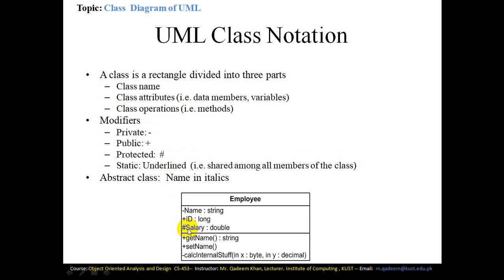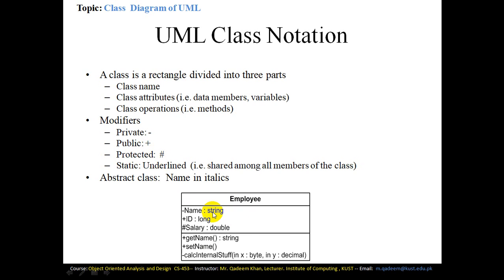Now minus means private. Private means that the function can only be accessed, or the data member can only be accessed, within the class but cannot be accessed outside of the class. Public means that this can be accessed everywhere. Everywhere in the project you can access this class.